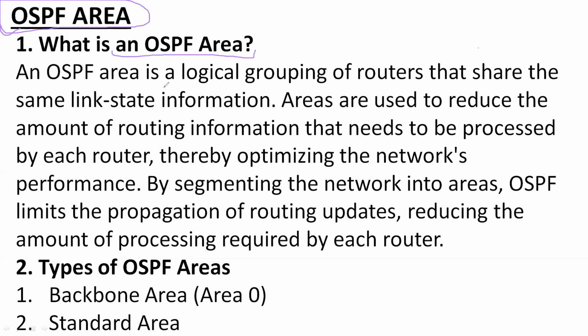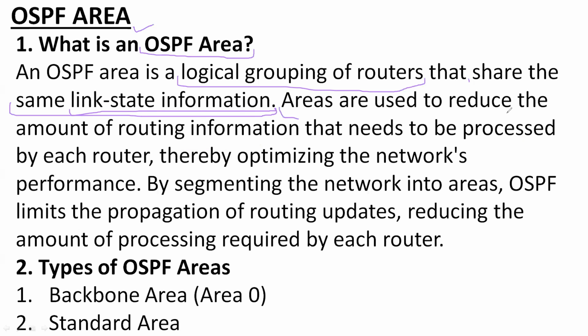It is a logical grouping of routers that share the same link state information. Basically, in OSPF the link state information is shared when there is a neighborship. In that case, the OSPF area creates a logical grouping of routers on the basis of link state information. That means the link state information will be shared limited to the areas. Only same-area routers will share the information, which reduces congestion.